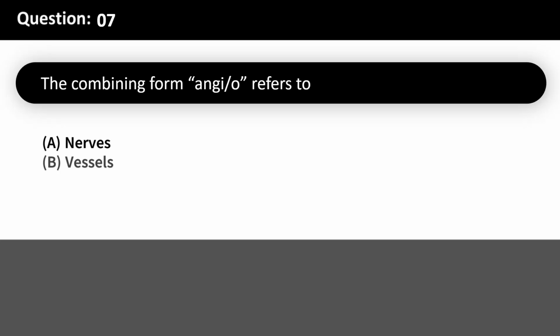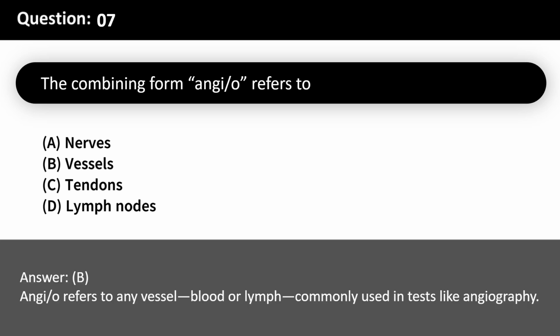The combining form angi/o refers to: A. Nerves. B. Vessels. C. Tendons. D. Lymph nodes. Answer, B. Angi/o refers to any vessel, blood or lymph, commonly used in tests like angiography.